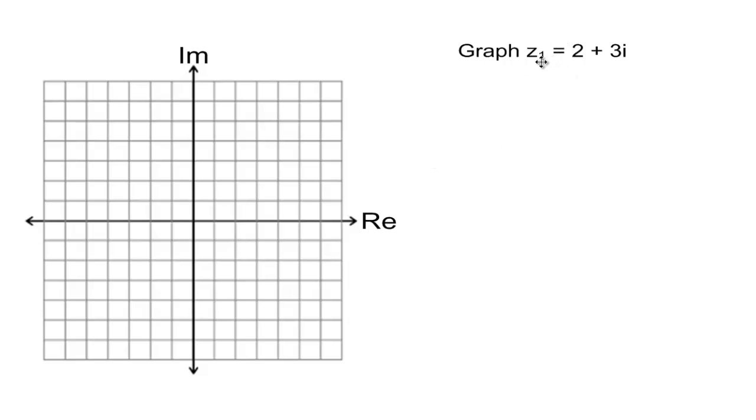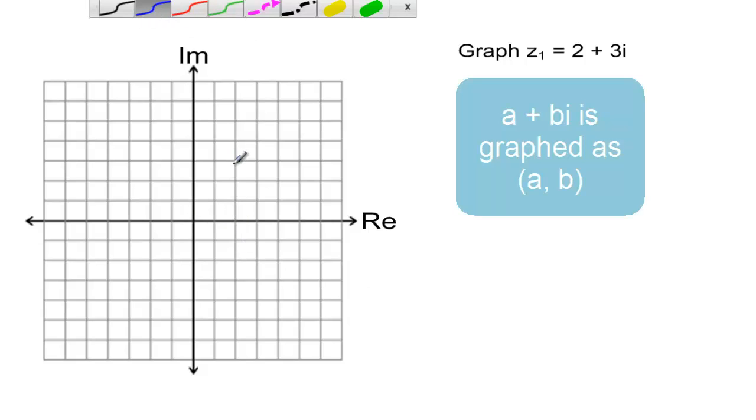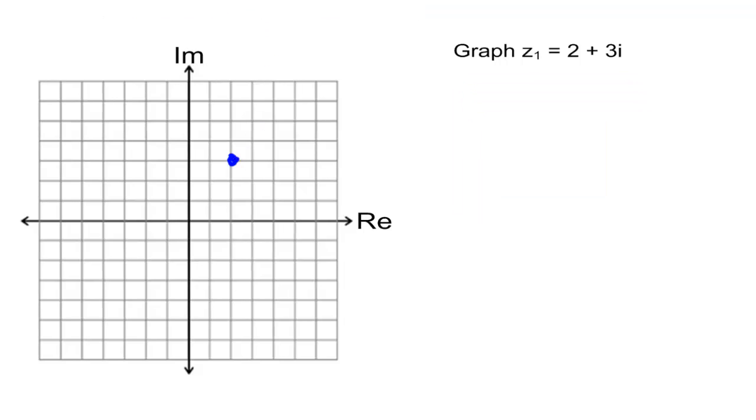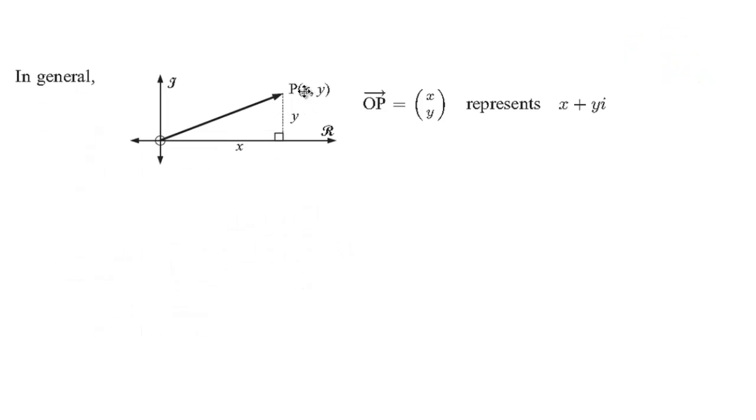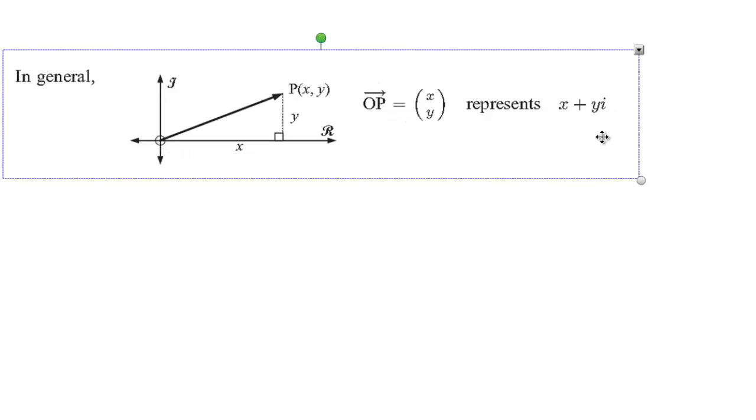Let's graph the complex number 2 plus 3i, which we're calling z1. So 2 plus 3i would be 2 in the real, 3i in the imaginary, so right there. Now I'm going to draw a vector from the origin to that point. The vector can be drawn from the origin to any point. So there it is, a vector. A lot of times we represent the complex number 2 plus 3i as the vector (2, 3). In this diagram we have a complex number P of (x, y), x in the real, y in the imaginary. The vector from O to P is (x, y), and it represents x plus yi.